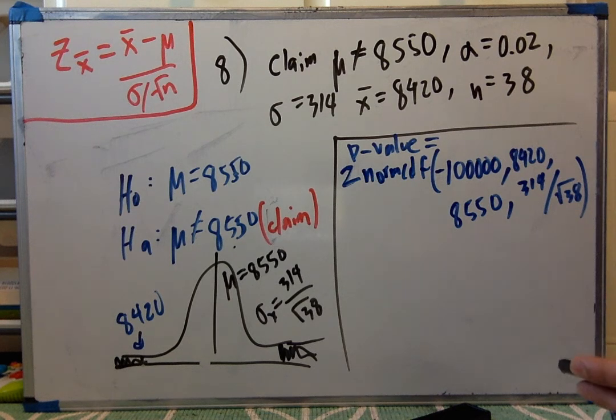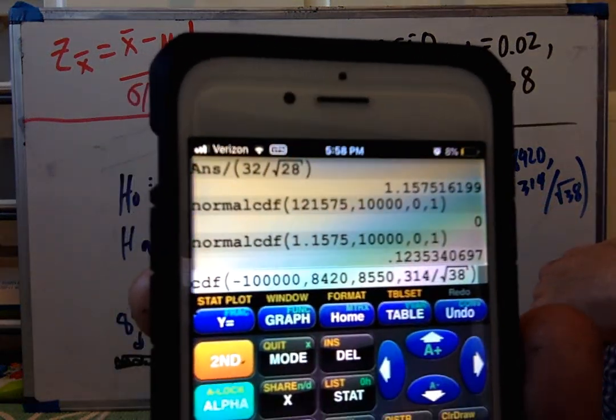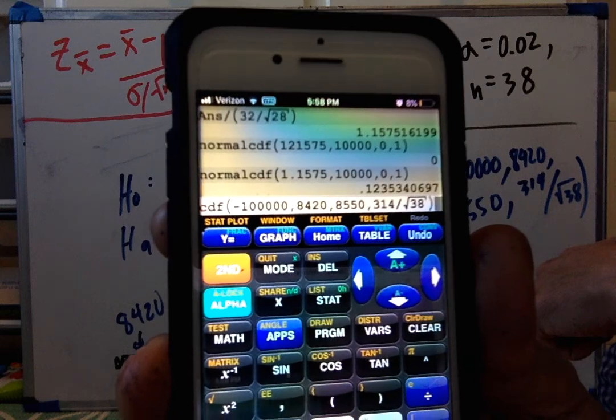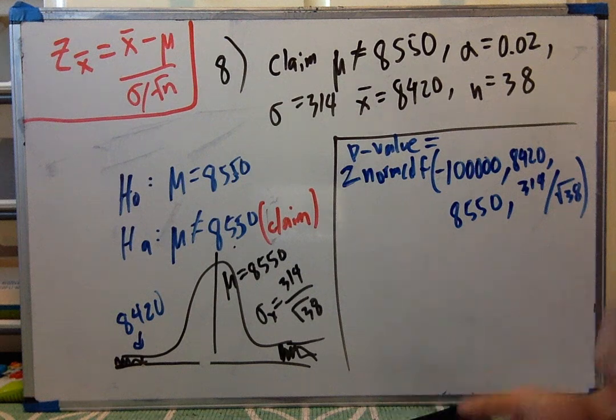2 times norm CDF, negative 100,000, comma, 8420, comma 8550, comma 314 divided by the square root of 38. So here's what I typed in, well, the second half of it. The left half is just 2 times norm CDF. All right, and I'm just going to press enter and see what I get.